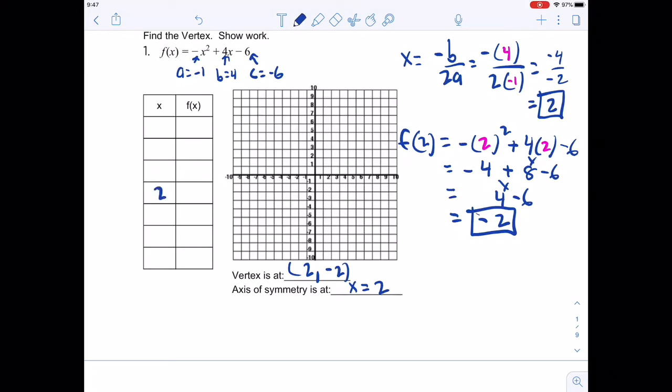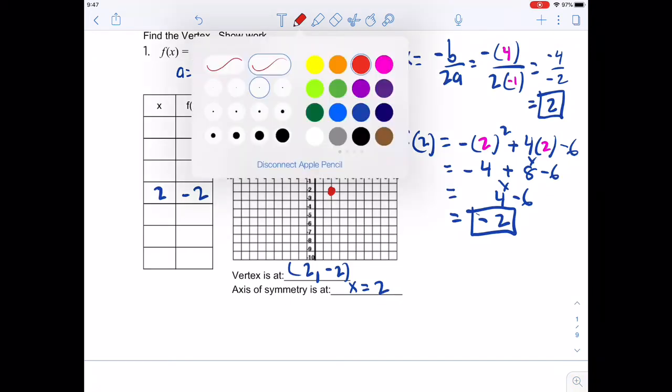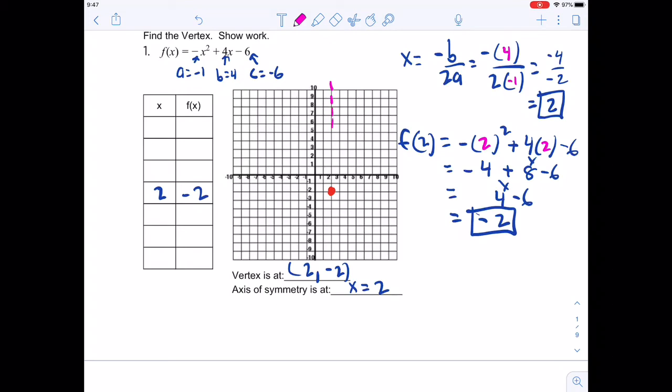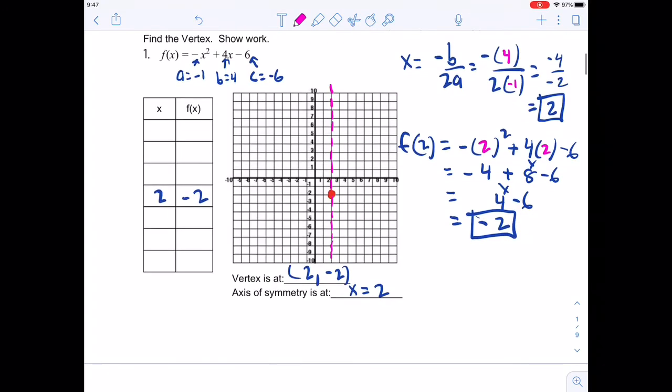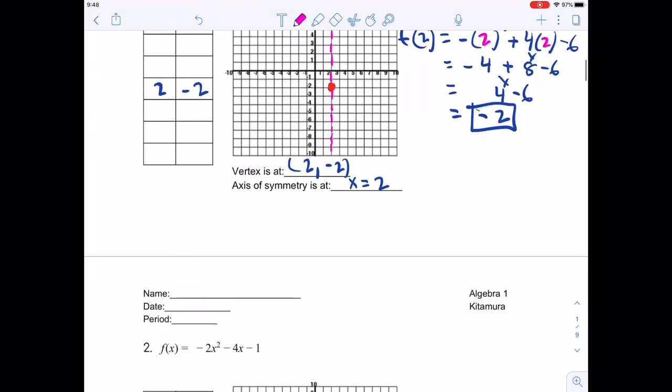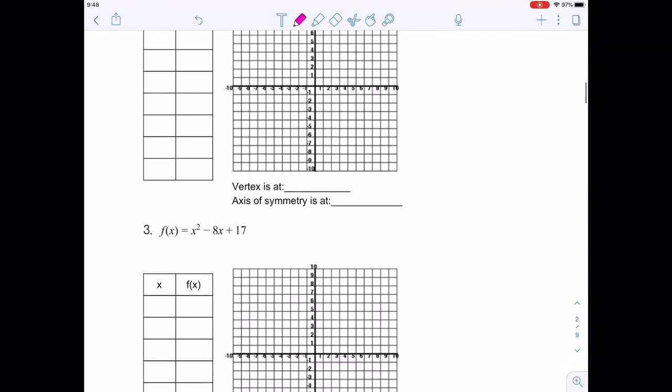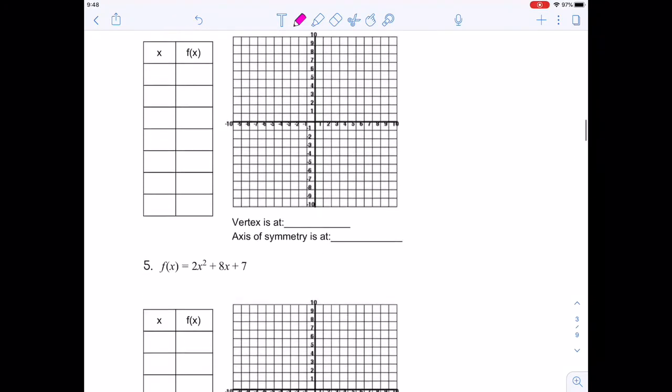So we can write our vertex in our table, 2, negative 2, and graph it. So 2, negative 2, that's our vertex. Use a different color, vertex here. Our axis of symmetry is right through the middle, like that. And that's all there is to it. So you can pause it as you go along, so you can do the rest of these ones.